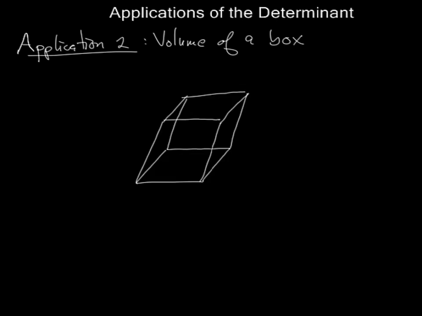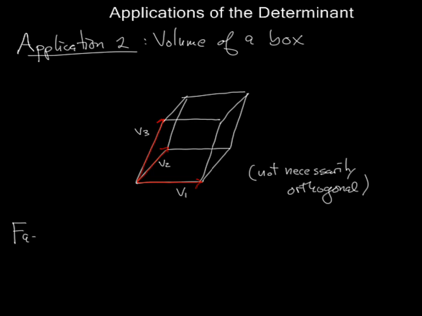Okay, let's go on to application 2. I mentioned this before, and so I'll just say it again very quickly. It's computing the volume of a box in Rn. Here's a nice box, and it's described by these 3 vectors, v1, v2, and v3, and they're not necessarily orthogonal. This could be a box which is not rectangular.